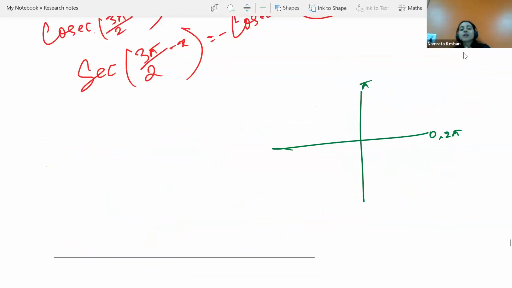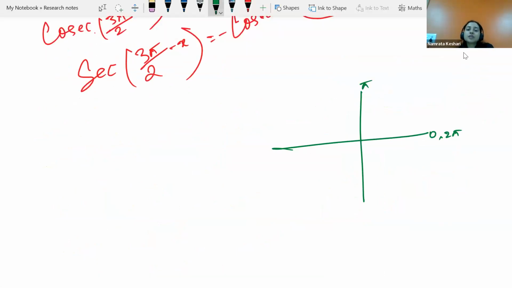0 to pi. Here we are having pi, here pi by 2, here pi, here 3 pi. Now sine of pi by 2 plus x. What will be the result? Earlier, this is an angle slightly bigger than pi by 2. What will be the result?